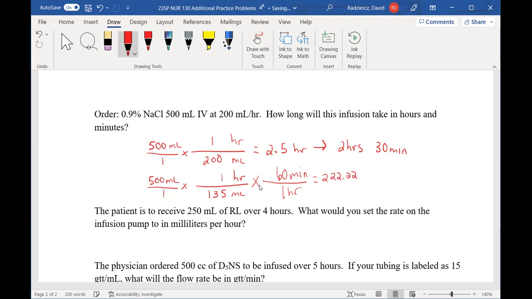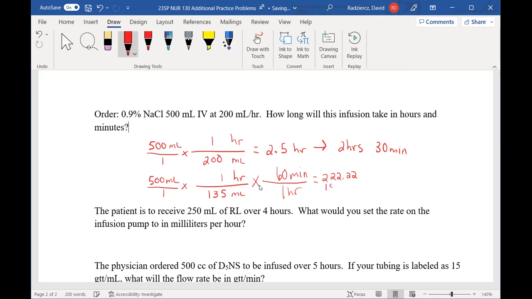So it says 222.22. Okay. So if we're doing a time base and we're just trying to figure out how much time this is going to take, we really can ignore the decimal. Okay. And what I'm going to tell you to do is you can look at this and say, okay, first of all, we know that there are 60 minutes in an hour, right? So 2 hours would be 120 minutes. 3 hours would be 180 minutes. 4 hours would be 240 minutes. So we know that it's less than 4 hours.